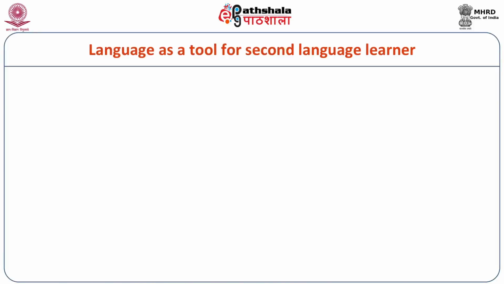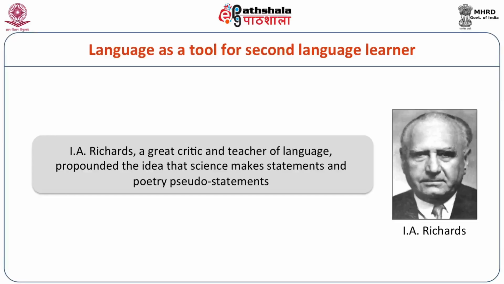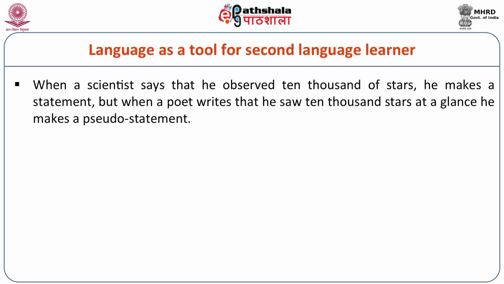But we are here concerned with communication of language, and language is a tool for the second language learner. I.A. Richards, a great critic and teacher of language, propounded the idea that science makes statements and poetry pseudo-statements. When a scientist says that he observed 10,000 stars, he makes a statement. But when a poet writes that he saw 10,000 stars at a glance, he makes a pseudo statement, because he never wanted to give you the correct number of stars for counting.